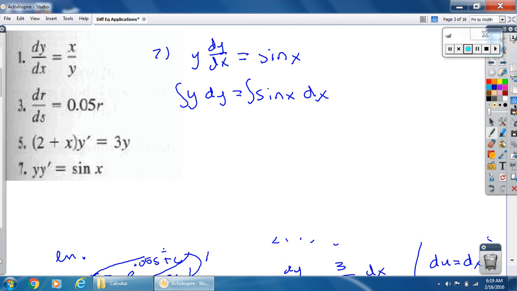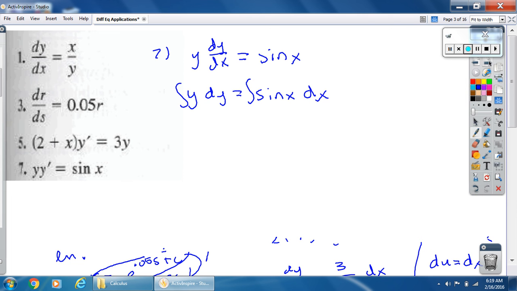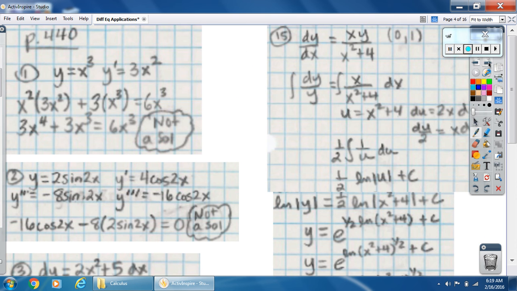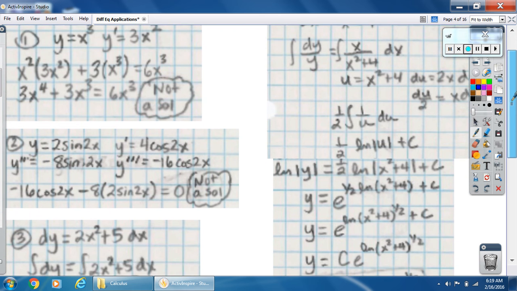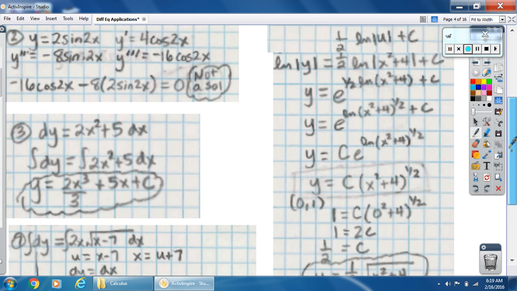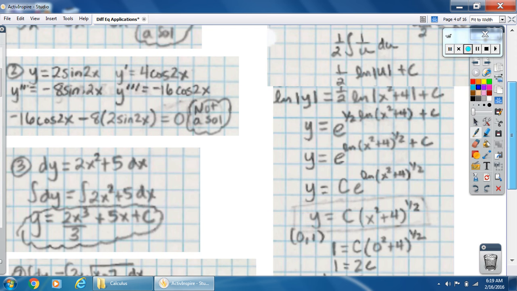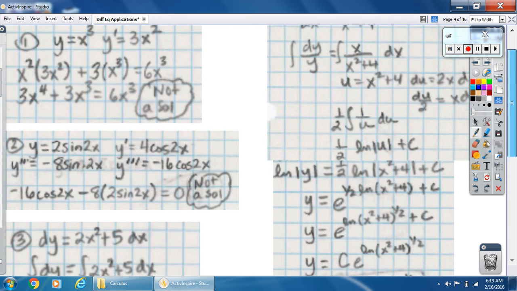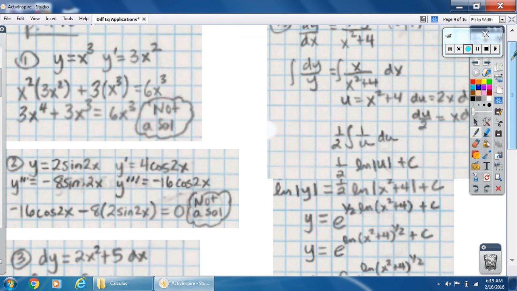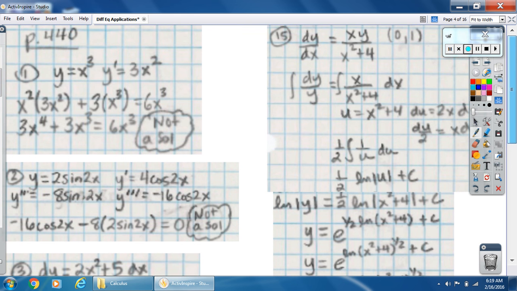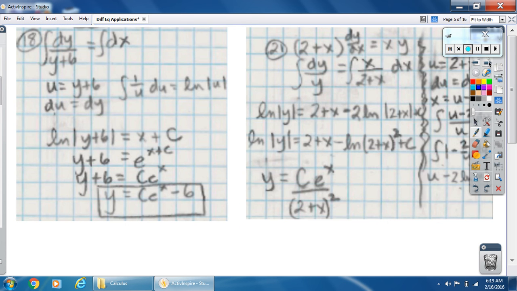Alright, let's go on and take a look at page 440. I forgot about that. And I think what I'm actually going to do for page 440 is post these answers so that you can look at them at your own pace instead of me trying to explain each one of them here. So I will post those on Edline for you.